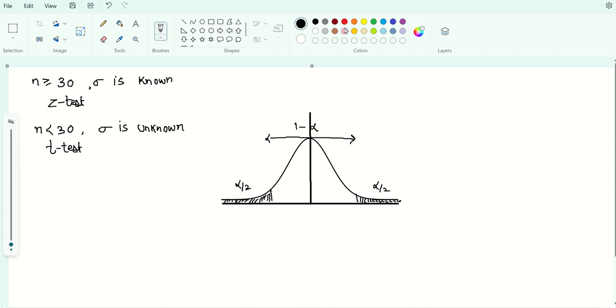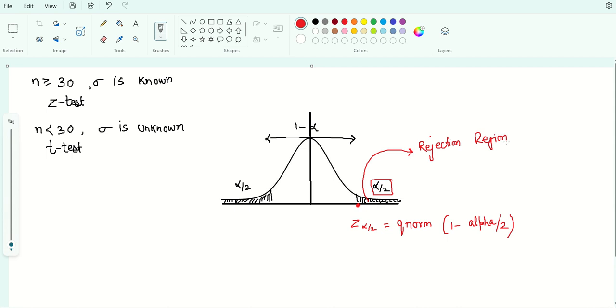The first thing we need to calculate is the critical value. The critical value here is z alpha by 2. And what is the code for z alpha by 2? In the R program, the code is qnorm of 1 minus alpha divided by 2. Why divide by 2? Because the shaded region, the rejection region, is on both sides. So alpha is divided into two parts, and we use alpha by 2.